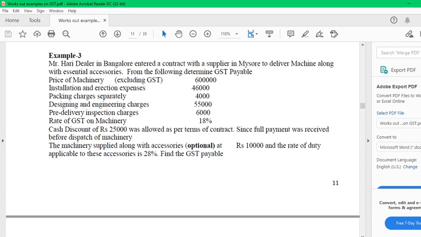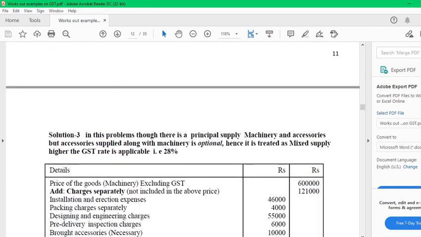Which rate should be taken into account for calculating GST? Now 28% should be taken into account because it is a mixed supply. Accessories are not necessary, they are optional, it is a mixed supply. If there is a mixed supply, the highest rate will be applicable. Let us examine one by one.